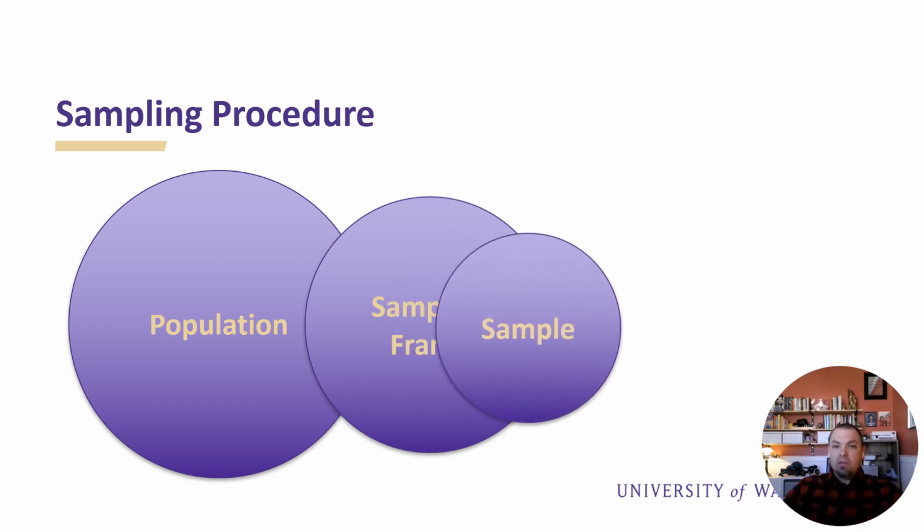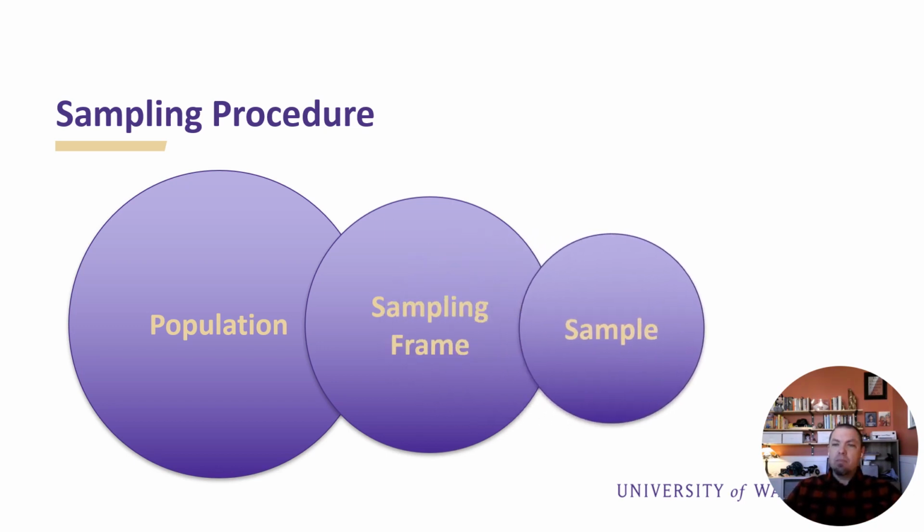And then from that, we have the sample. The sample is the actual cases that we use for our study, the specific cases that are included in our study. So as you can see, it shrinks down from the population as a larger set of cases, down to the sampling frame, and then finally the sample.